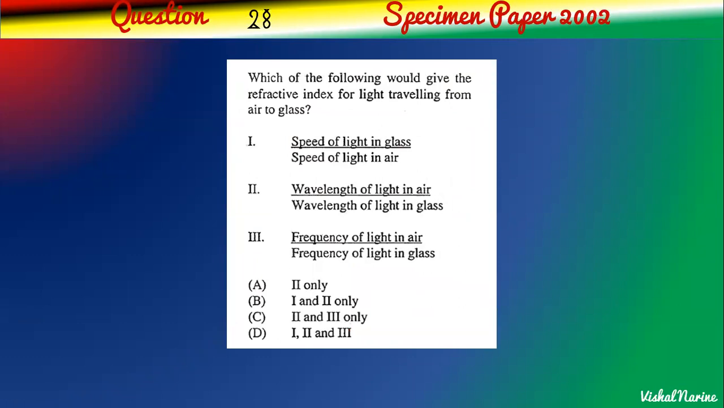28. Which of the following will give the refractive index for light traveling from air to glass? So the first one is incorrect: speed of light in glass over speed of light in air. It should have been the opposite to be correct. Wavelength of light in air over wavelength of light in glass, that is correct, and we don't normally use the frequency. So it is 2 only, which is D.